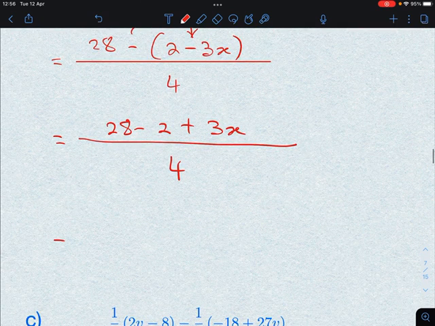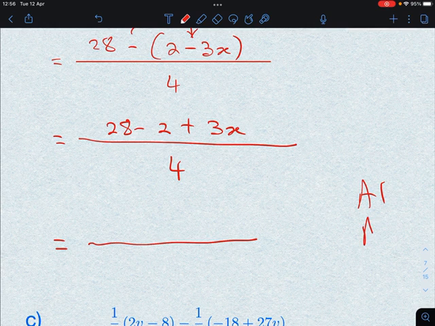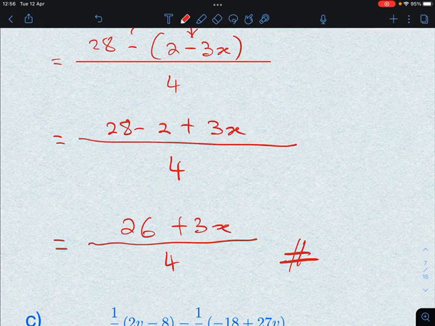That will give you at least 2 marks for this type of question. If you tend to forget, you're going to miss the fun of getting 2 marks, the A1 and A2. Our aim obviously is to get A1 in our exam, so bear that in mind. So 28 minus 2 obviously is 26, and plus 3x, don't forget, over the denominator, which is your LCM, 4. Done deal.